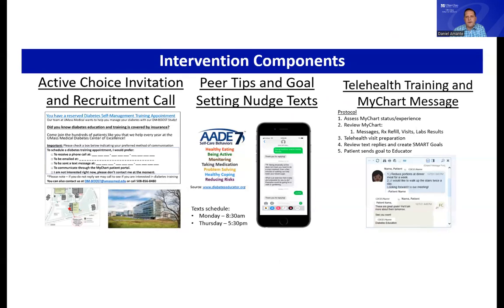There are 3 key intervention components to the DM Boost program. The first is an active choice invitation, which invites patients to complete DSMT and enroll in the accompanying study. Information in the invitations were developed with direct input from the patient panel and included a letter that was co-signed by the Diabetes Center Director and the PI of the project, myself, as well as a map of where the Diabetes Center was located on campus and a picture of the building so that patients would know where it was located on our large and expanding medical center campus.